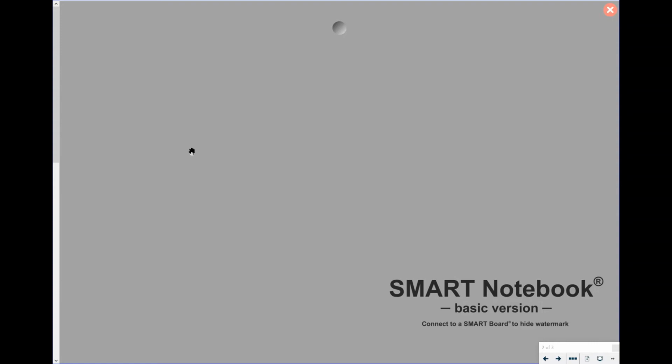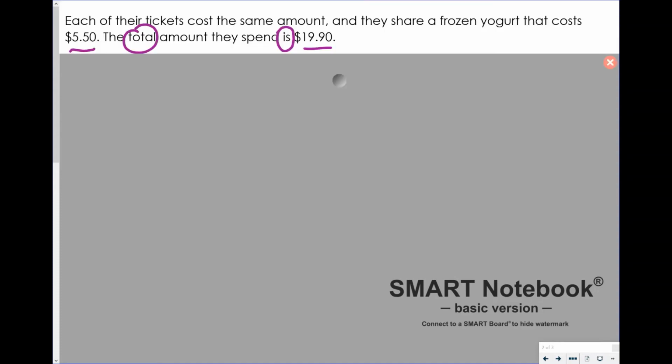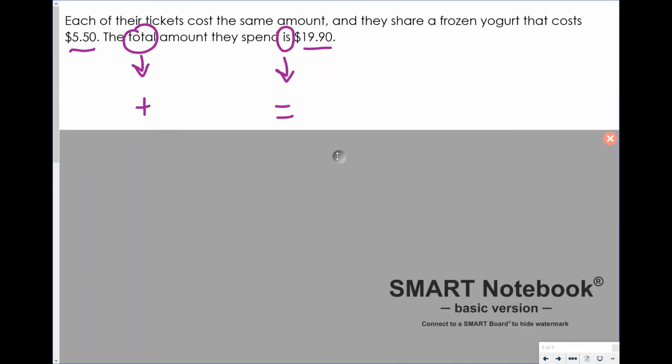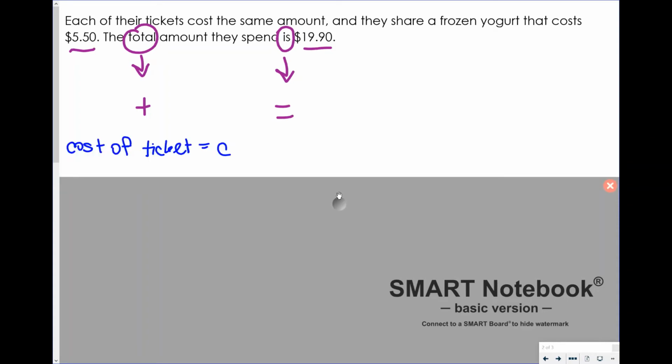Now, let me write this down here to where you guys can see. Okay, here we go. I did the exact same thing as well. This is for visual learners who need to see. All right, so let's break this down here. So we have the cost of a ticket. Well, that is going to be C because we don't know the cost of tickets, correct? We don't know.